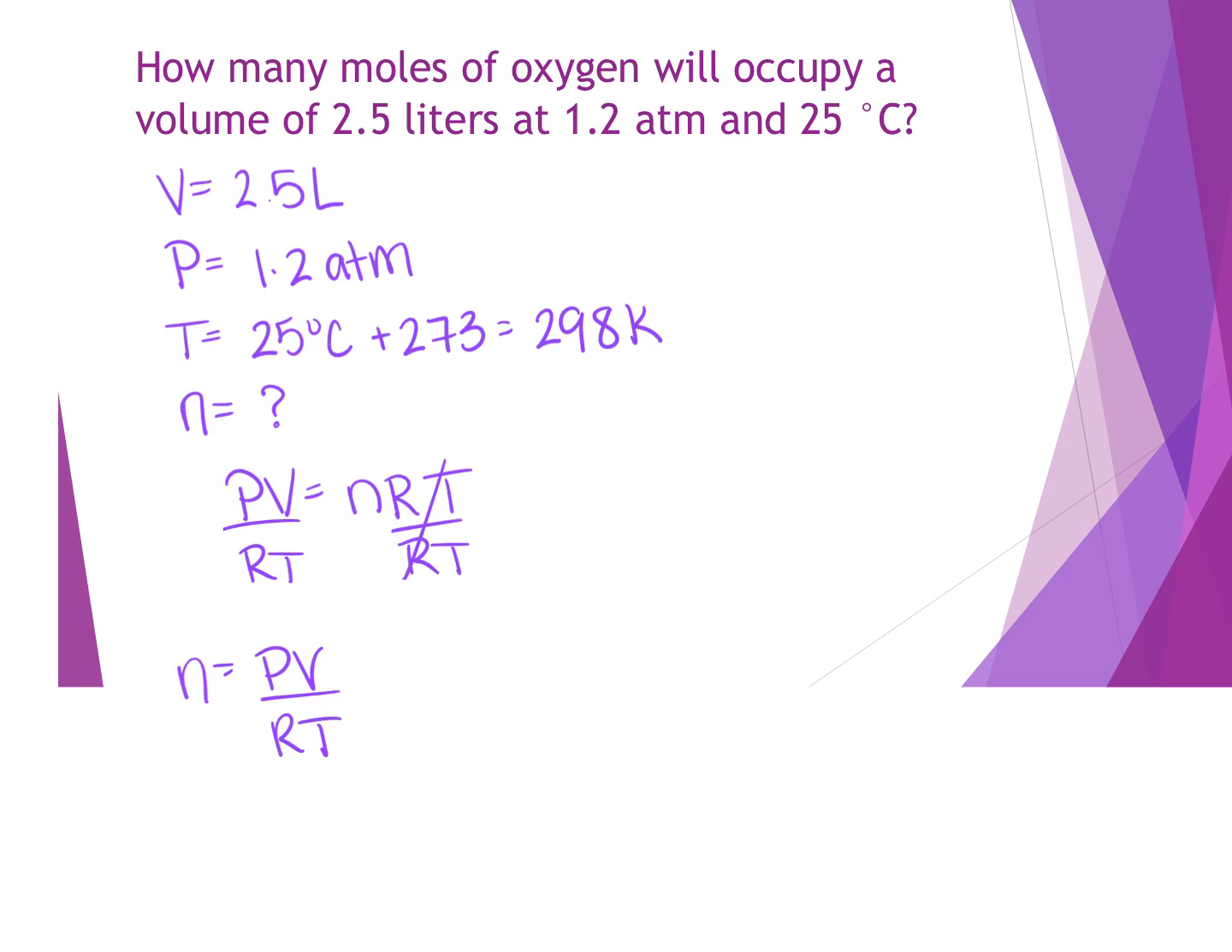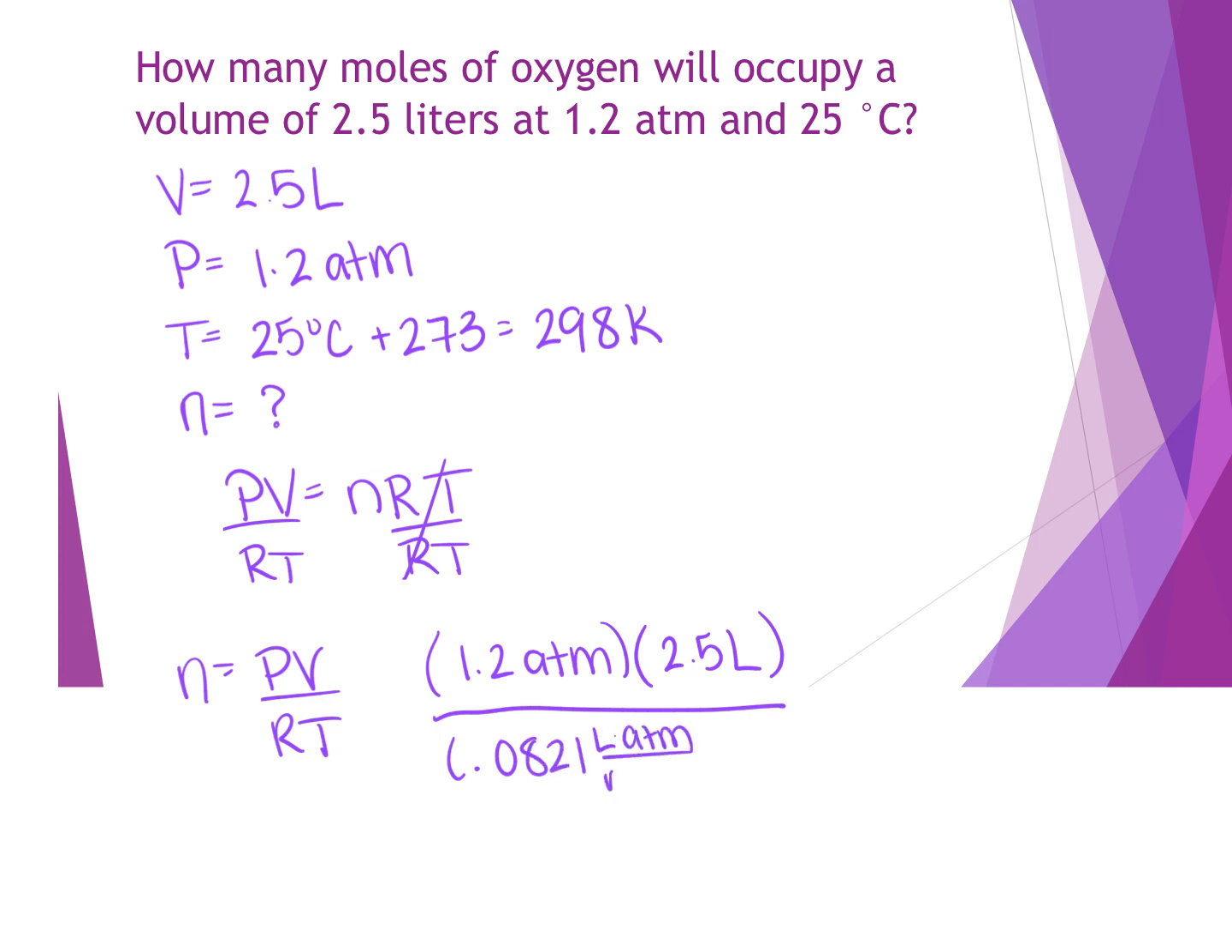So now can we just plug in our numbers? Okay. So I'm just going to write them exactly in that same order. So 1.2 atmospheres times 2.5 liters divided by R, which is 0.0821. And then T is 298 Kelvin.